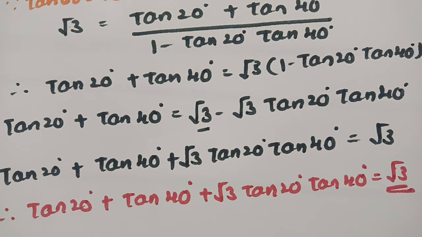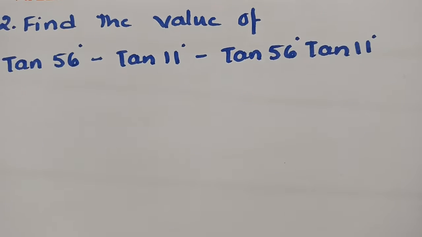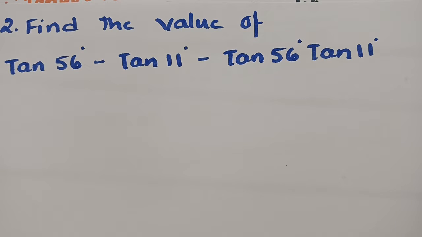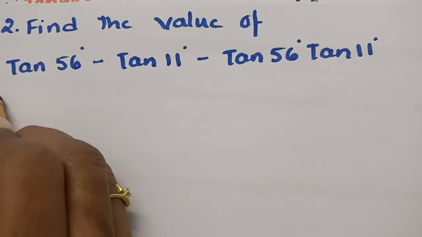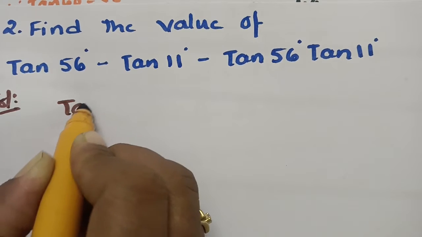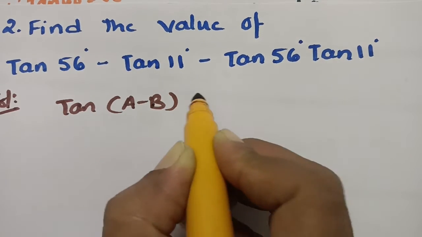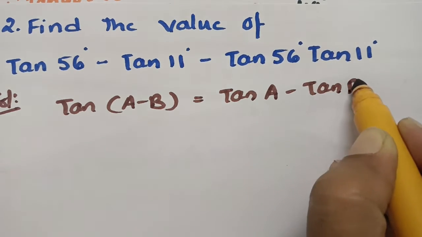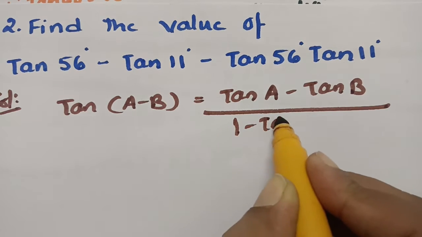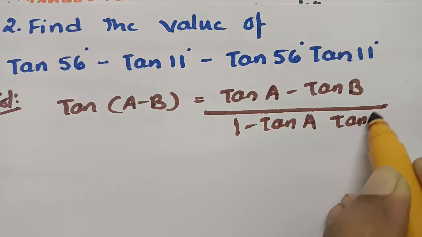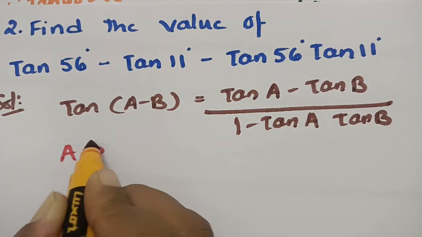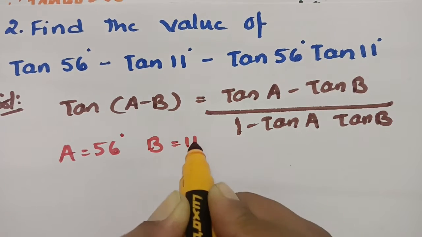And the second question here is, find the value of tan 56 degrees minus tan 11 degrees minus tan 56 degrees into tan 11 degrees. So again, for this solution, we have to take tan of A minus B. So tan of A minus B value is nothing but tan A minus tan B by 1 minus tan A into tan B. In this our substitution is, A is equal to 56 degrees and B value as 11 degrees.